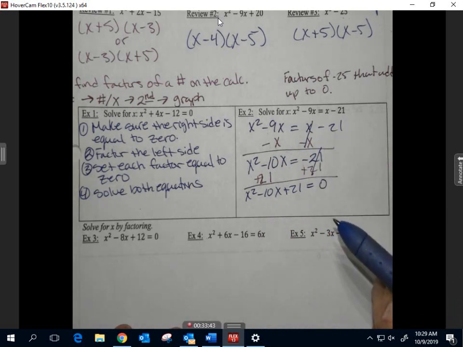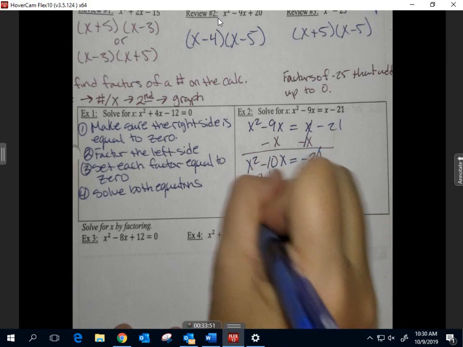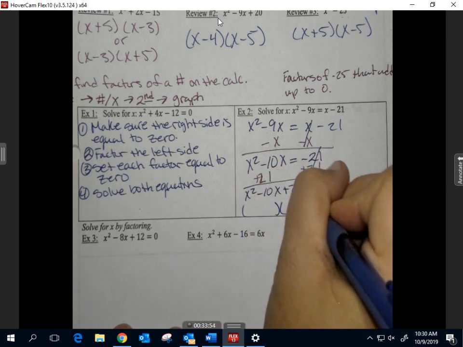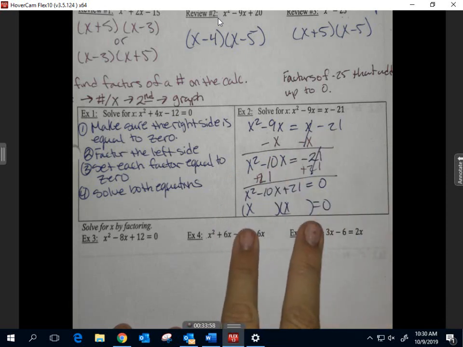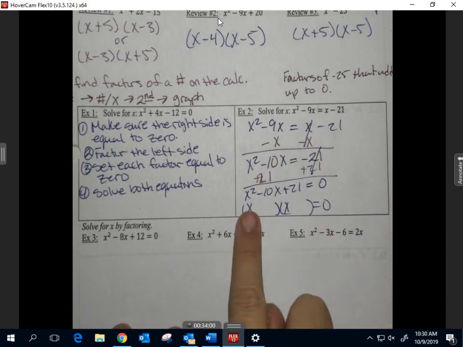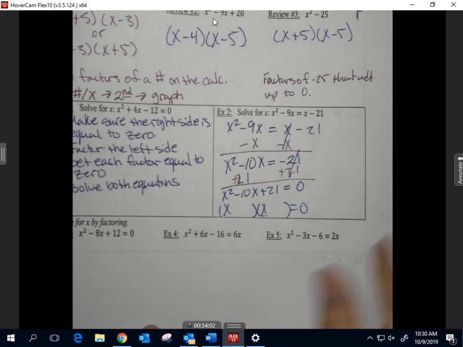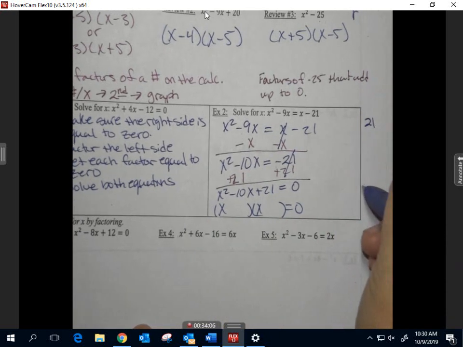And that's what we wanted, right? That's only step 1. Now we need to factor and solve, okay? Now it's like normal. So we draw our 2 sets of parentheses, both starting with x. We're looking for factors of 21 that add up to negative 10.